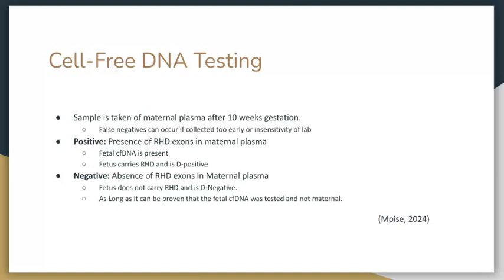Now, cell-free DNA testing is a test of maternal plasma after 10 weeks gestation. This is actually more commonly used in the UK and Europe, but it is available for use in the US. False negatives can occur if it's completed too early, so if it's done prior to that 10 weeks gestation, or if the lab technique is not appropriate. A positive result would be if there is presence of the RHD exons in maternal blood.